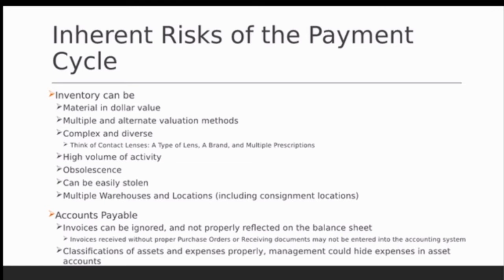In the accounts payable cycle, invoices can be ignored or not properly reflected on the balance sheet. All it takes is someone to put an invoice that they don't want to reflect on the balance sheet in a drawer and hold on until after the auditors leave, then bring it out and pay it or enter it into the system. Classifications of assets and expenses must be done properly, and management could hide expenses as assets to try to make the financial statements look good. So you're going to be looking at those classifications of the payables that are entered.